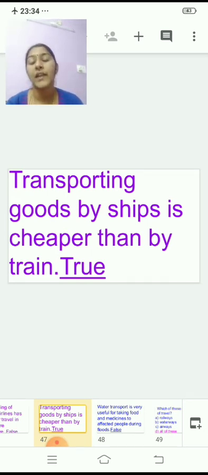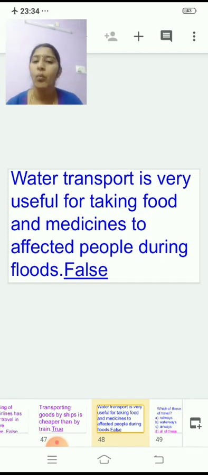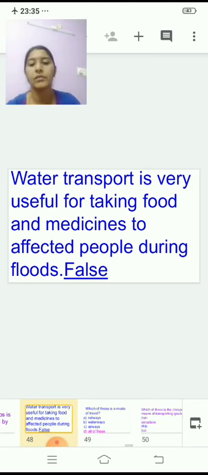The next one is transporting goods by ships is cheaper than by train. Yes, it's true. Traveling in a ship takes longer, so it is cheaper when compared to train. The next one, water transport is very useful for taking food and medicines to affected people during floods. Water transport takes a lot of time, so it is false. You cannot take medicines through that because it's very slow.